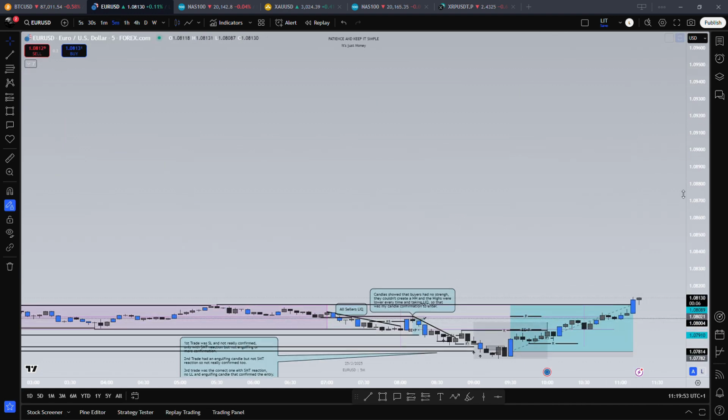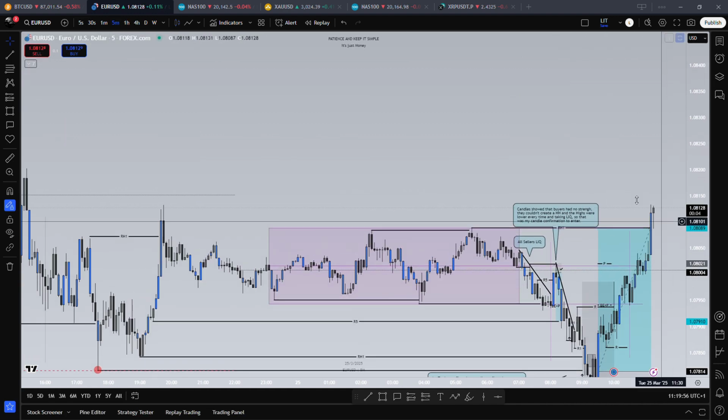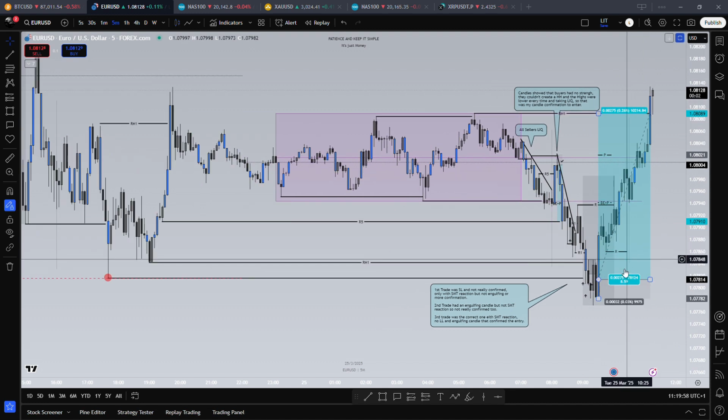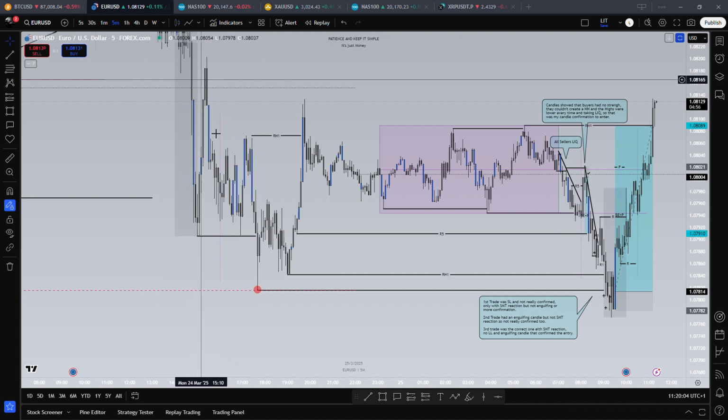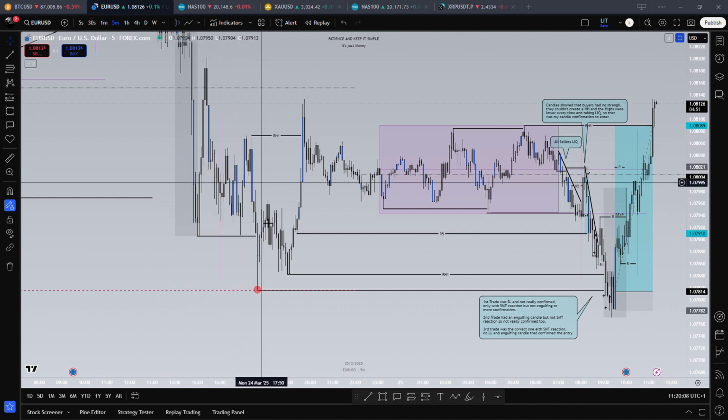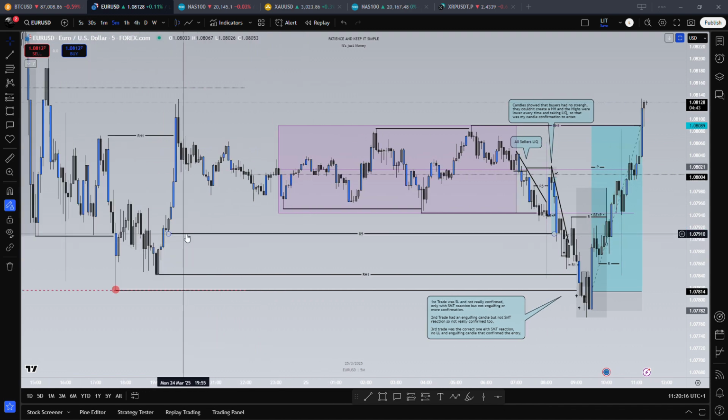Let's go to M5 and see what I did today. Okay, as you can see, we broke the structure here. Here we have another break. Buyers were induced. As you can see, the reaction here. We have another break of structure, and then we take buyers liquidity. Here we have the relevant liquidity on H1.